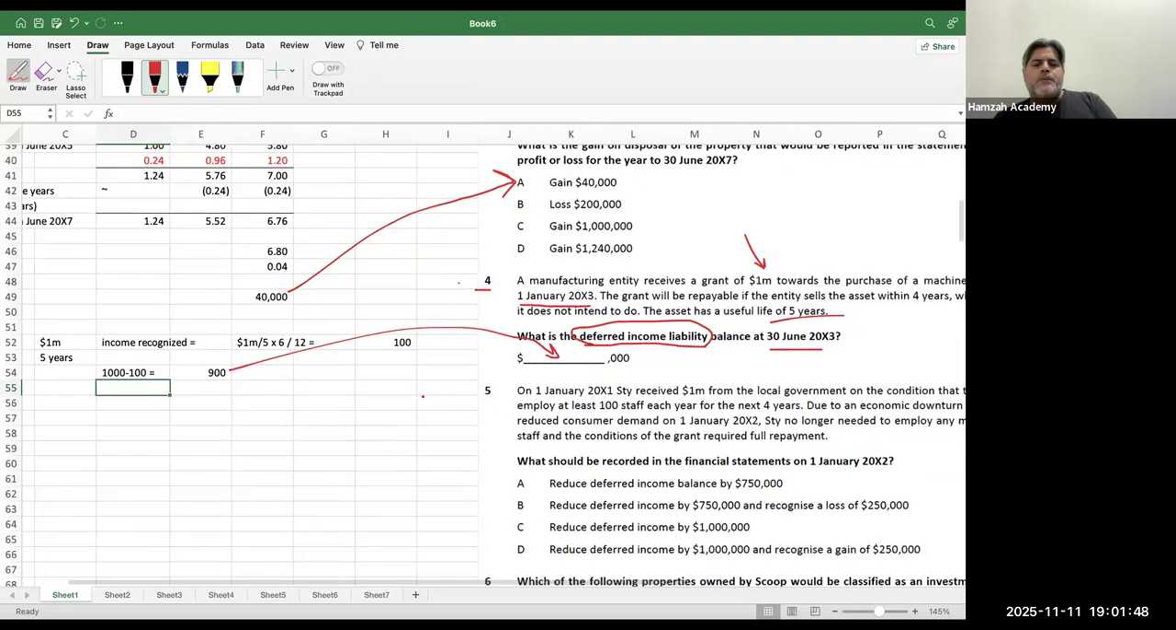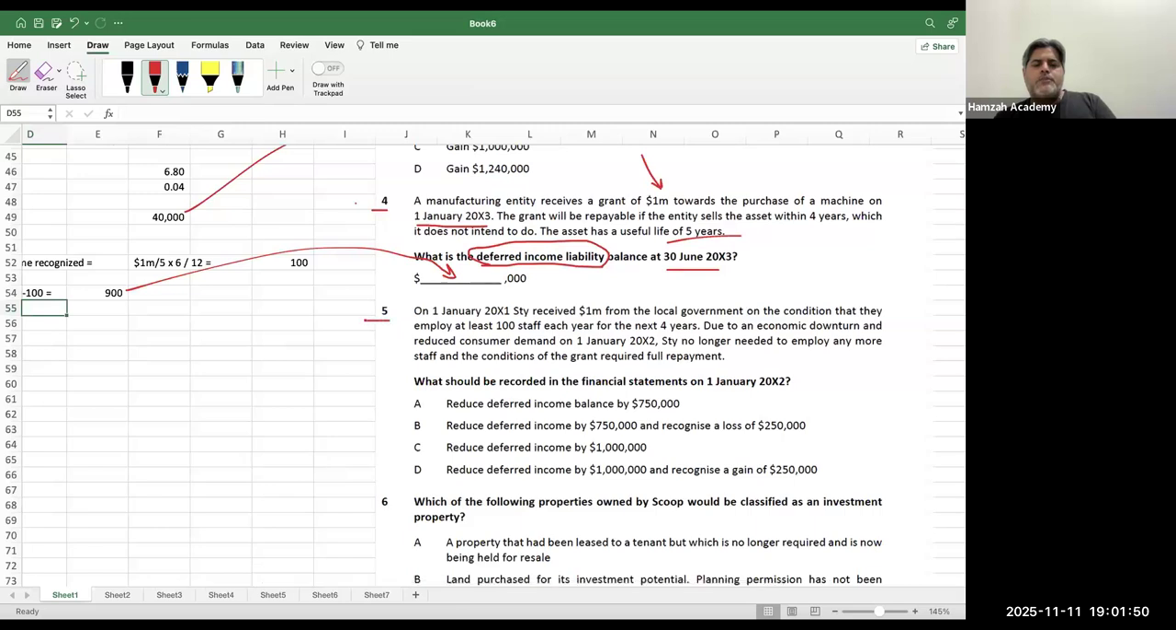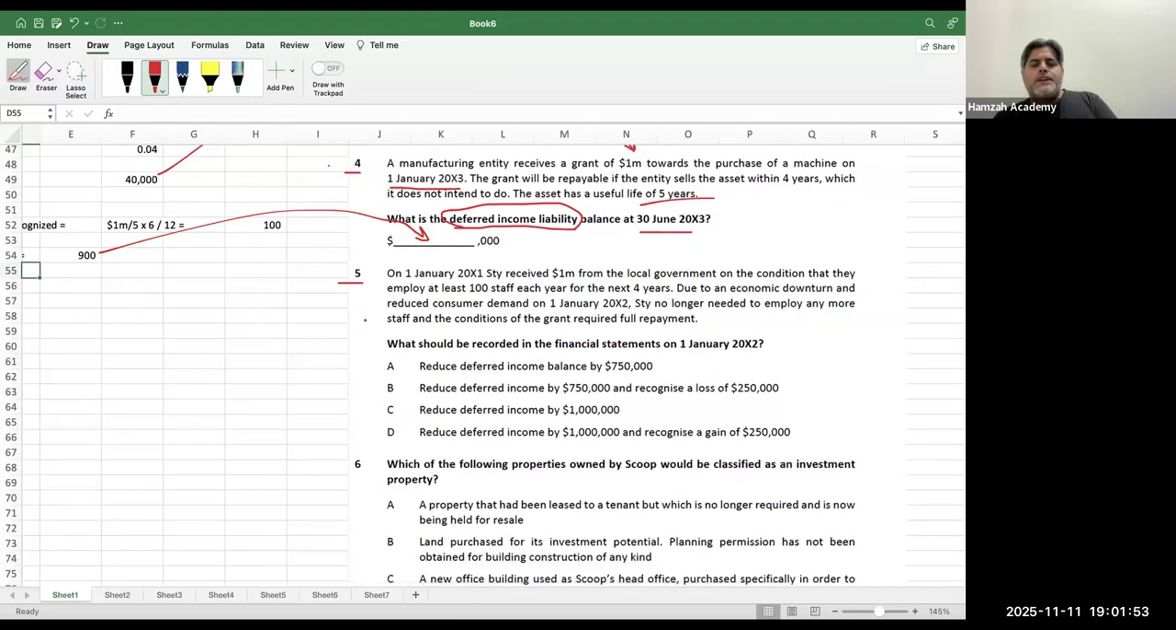Okay. So we were talking about the next question now, question number 5. On 1st January 2021, state received 1 million from the local government on the condition that they employ at least 100 staff each year for the next 4 years. Due to an economic downturn and reduced consumer demand on 1st January 20x2, state no longer needed to employ any more staff, and the conditions of the grant required full repayment. Now, what should be recorded in the financial statements on 1st January 20x2?